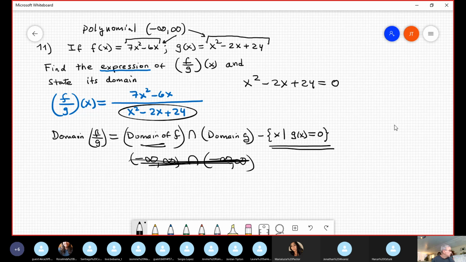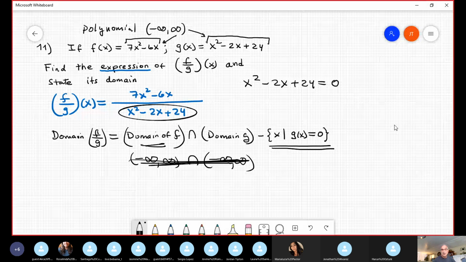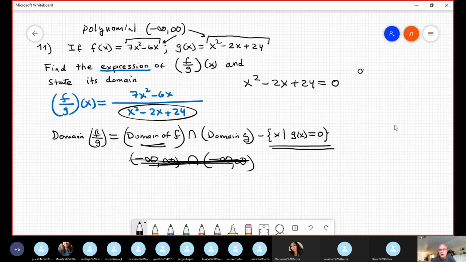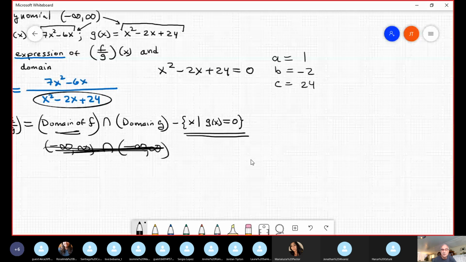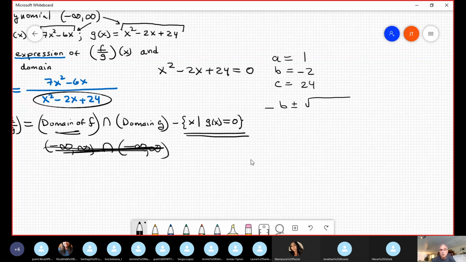Let's do it. Quadratic equation. Easy. At least for us, it's easy. Now, look. I propose you do it by the quadratic formula. A, B, C. A is 1, B is -2, and C is 24. Okay, I copy my quadratic formula: minus b plus or minus the square root of b squared minus 4ac, divided by 2a.